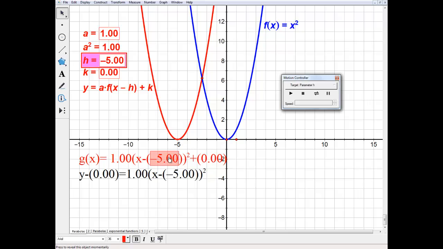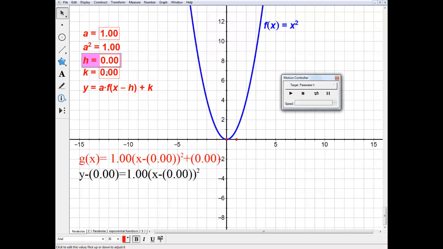So changing this parameter here makes the graph shift left or right depending on what number you're at. So if I have x minus negative 5, shift left 5. If it's x minus 5, it will shift 5 to the right. Let's make that h 0 and look at what happens with k.